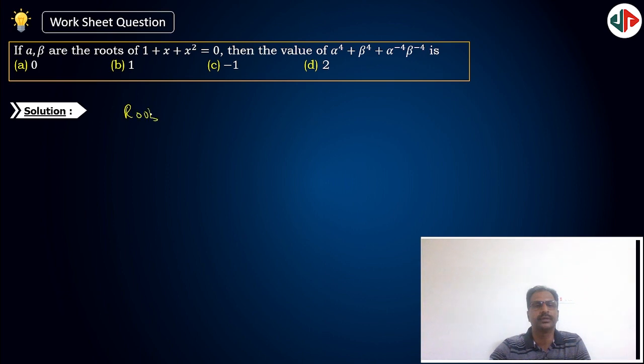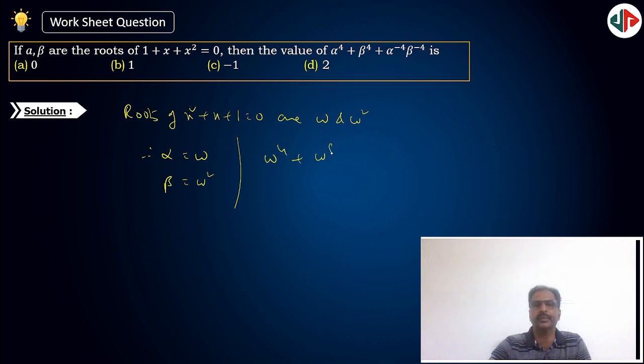So again here, the quadratic equation is given as x square plus x plus 1 equal to 0. And we know that the roots of this equation are omega and omega square. Therefore, alpha is omega, beta is omega square. Then alpha power 4 is omega power 4, beta power 4 is omega power 8, alpha power minus 4 is 1 by omega power 4, and this is 1 by omega power 8. Omega power 4 is nothing but omega. Divide this number by 3 and write down the remainder. This is omega square, 1 by omega into 1 by omega square.